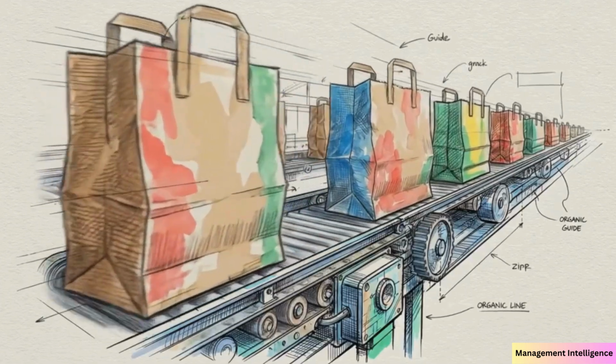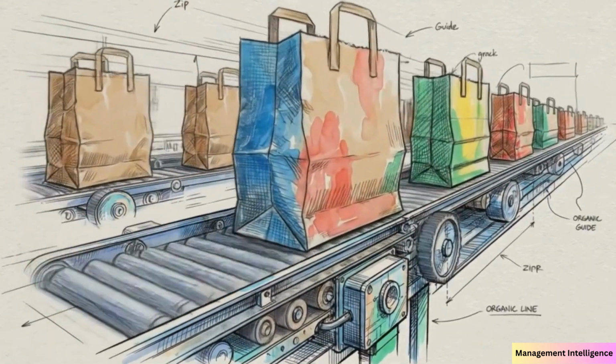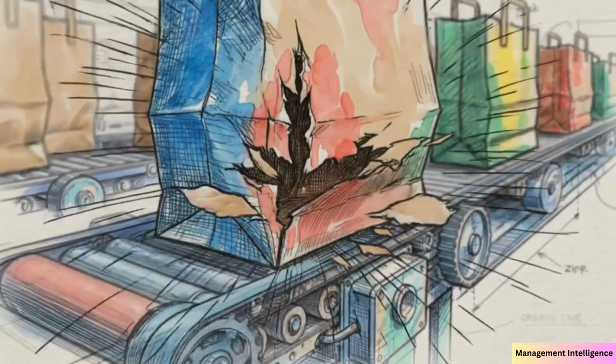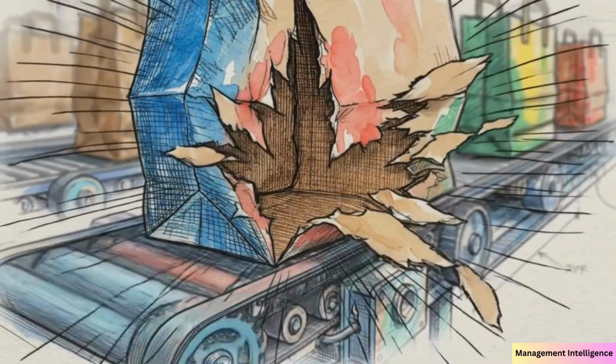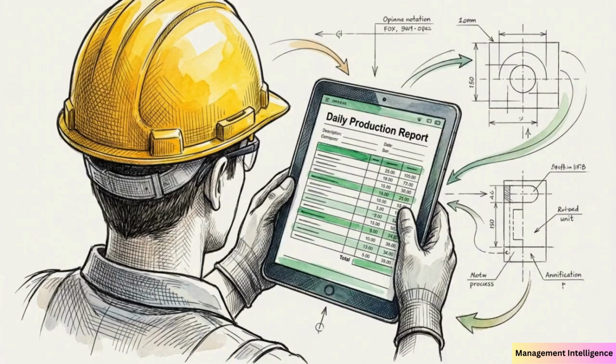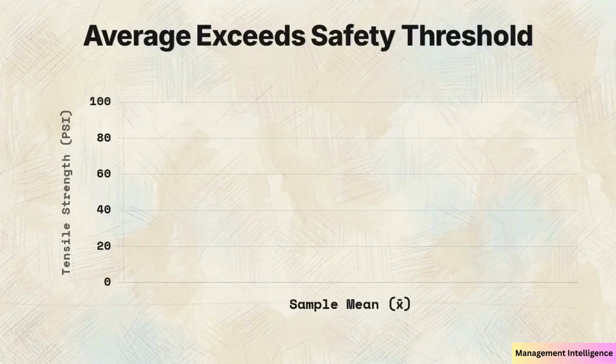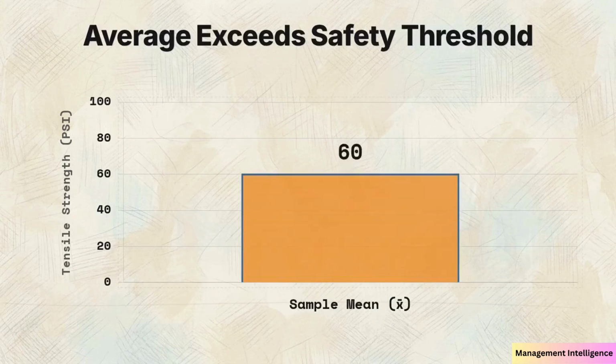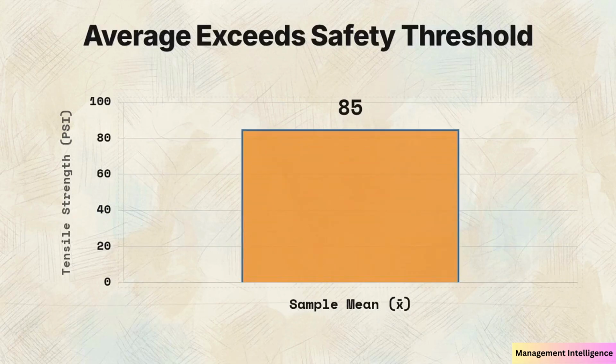Sarah's factory produces millions of heavy-duty grocery bags daily, but the line is bleeding cash. Every few minutes, a normal bag shreds under stress testing. Factory management is completely baffled. According to their daily reports, the average tensile strength of the paper easily meets the passing metrics. As far as the baseline numbers show, production is completely safe.